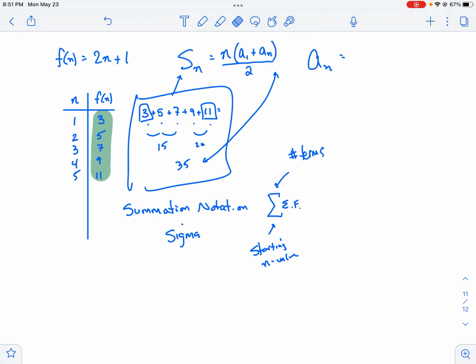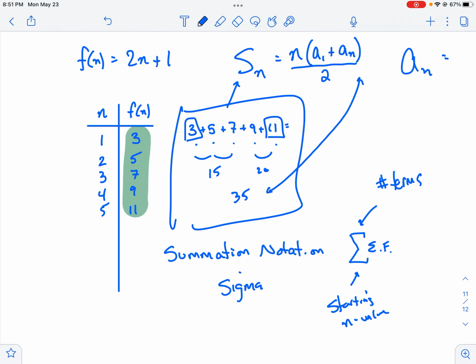So over here, I'm going to switch colors so it stands out a little bit. Let's use purple. I'm going to say sigma. I'll put the little wings on there, but you don't need those. You could just leave it like that. I'm going to say that our n value starts at 1. So n equals 1. That's our starting value.